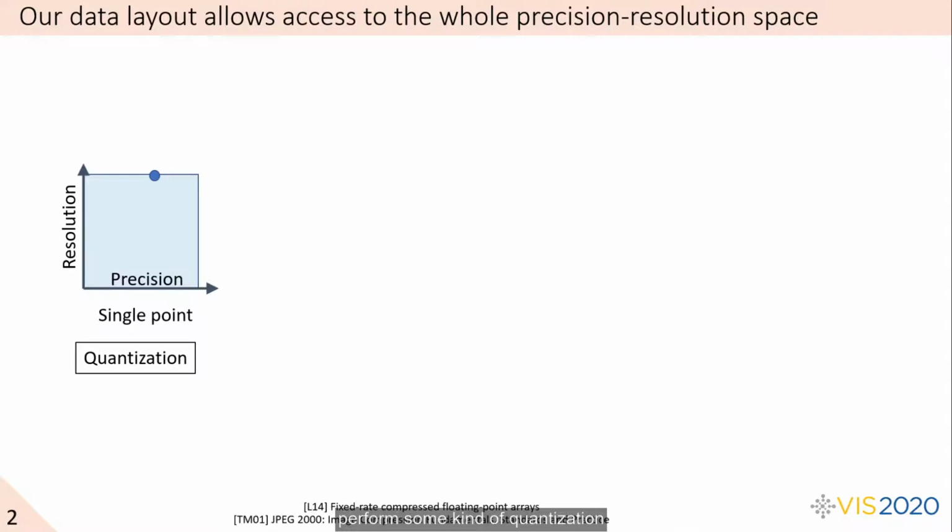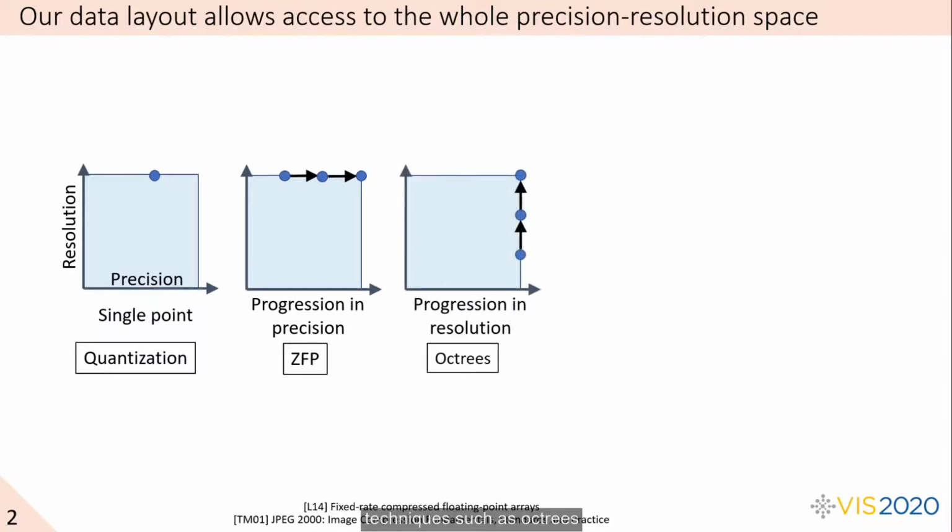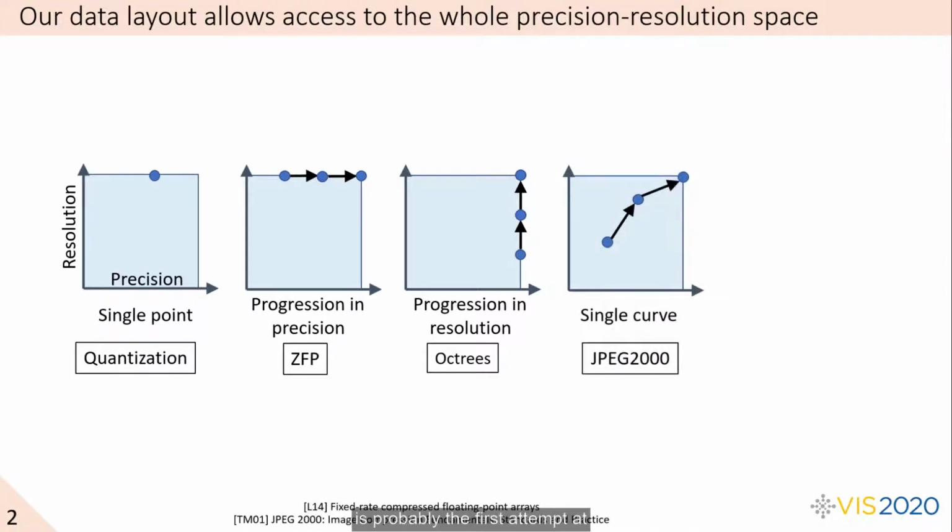Most compression techniques perform some kind of quantization, which reduces the data precision. Hence, each such technique produces one approximation that corresponds to one point in this space. Next, bitplane embedded coders such as ZFP can produce a progression in precision, where if we continue to decode, we obtain data approximations that are more and more accurate. On the other hand, resolution-based techniques such as octrees give us progression in resolution, where approximations get finer and finer as we decode. JPEG 2000 is probably the first attempt at combining resolution and precision.